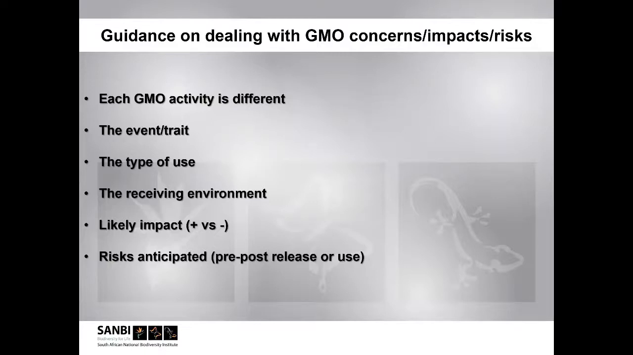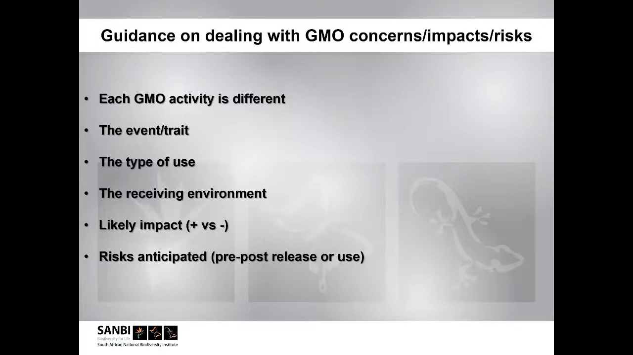Then also we have to look at the receiving environment. Something that is going to be introduced in the Klein Karoo somewhere cannot be looked the same way as something that is going to be released somewhere in St. Lucia or in a very sensitive environment at the bottom of the Drakensberg mountain. Because each and every environment is different with its own microclimates and environmental conditions. And when we look at the impacts, we look at both the positive and the negative. Most of us, when we talk about impacts, we just think negative, but they can be positive impacts as well. So we need to look at those.